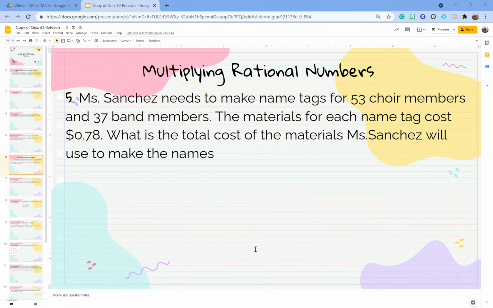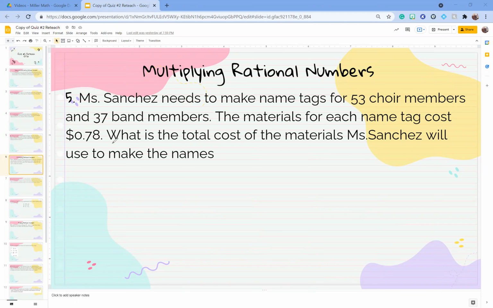Okay, let's go ahead and start with our multiplying rational numbers. Remember, rational numbers are decimals and fractions. Number 5 says Ms. Sanchez needs to make name tags for 53 choir members and 37 band members. The materials for each name tag cost 78 cents. What is the total cost of the materials Ms. Sanchez will use to make the names?